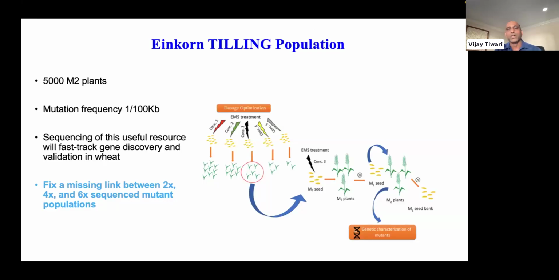And then I will also talk to you about the einkorn tilling population that we have. We have a tilling population of about 5,000 M2 individuals, and the mutation frequency is about 1 mutation per 100 kb. If we have the sequencing data available for this population, as we have for Kronos and Kariega, then it can basically fix a missing link and fast track our gene discovery pipeline.